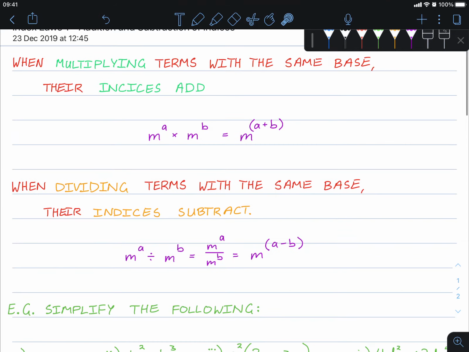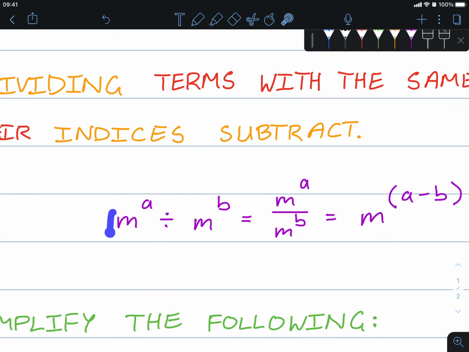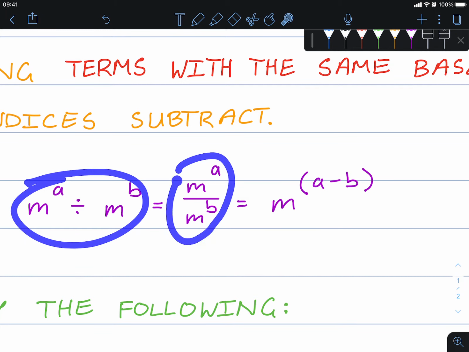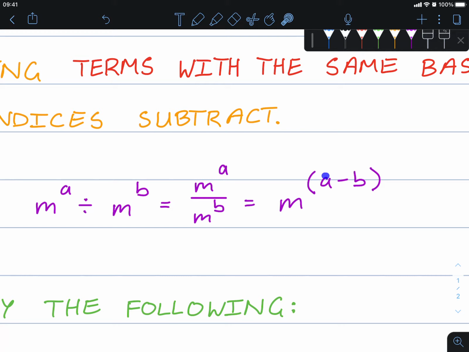When dividing terms with the same base, their indices subtract. So, same example here. Both have the same base. They're being divided, a and b. You could actually rewrite this as a fraction, m to the power of a over m to the power of b. These two expressions mean the same thing. But ultimately, the main point that we're trying to get across here is that it's going to be this power, take away the denominator power.